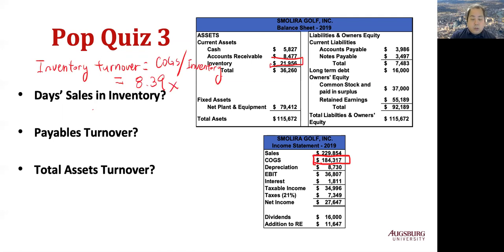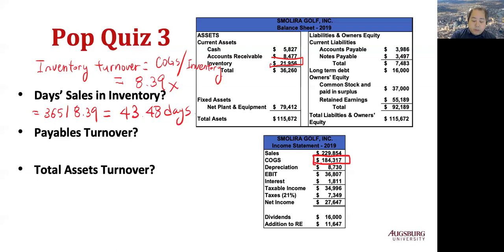From this inventory turnover, days sales in inventory is 365 divided by inventory turnover, 8.39, 43.48 days. The company takes on average 43.48 days to sell the inventory.